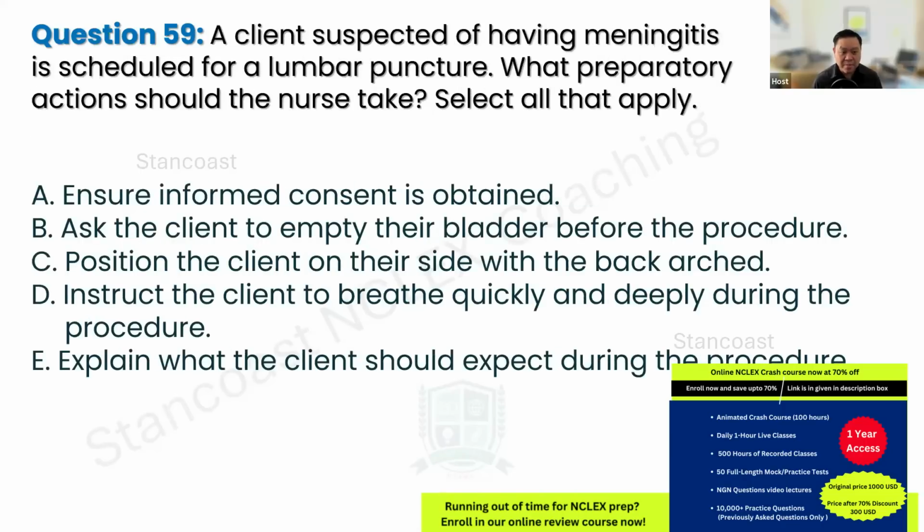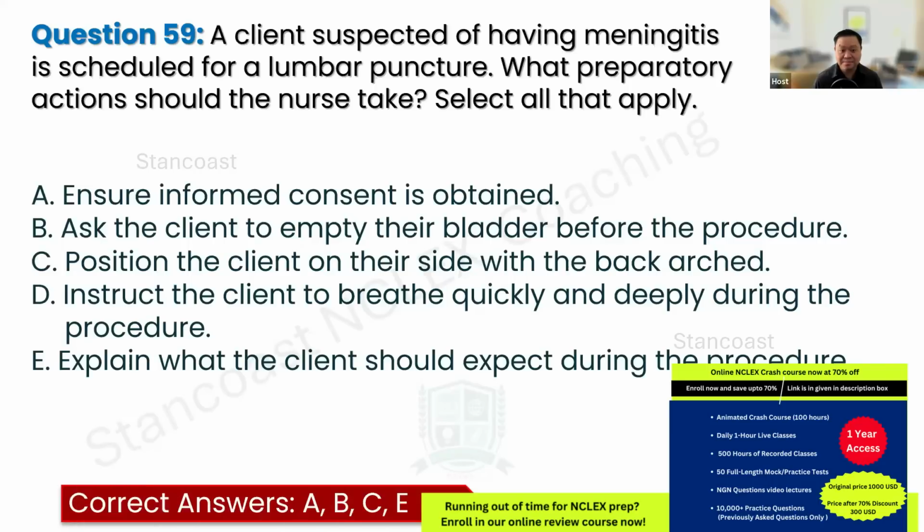A client suspected of having meningitis is scheduled for a lumbar puncture. What preparatory actions should the nurse take? Select all that apply. A. Ensure informed consent is obtained. B. Ask the client to empty their bladder before the procedure. C. Position the client on their side with the back arched. D. Instruct the client to breathe quickly and deeply during the procedure. And E. Explain what the client should expect during the procedure. Your answers should be letters A, B, C, and E.